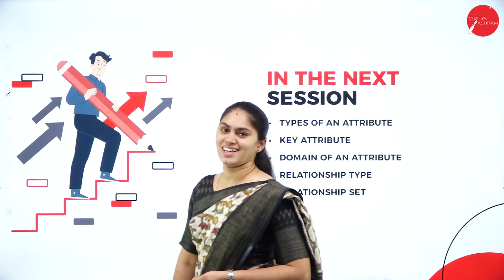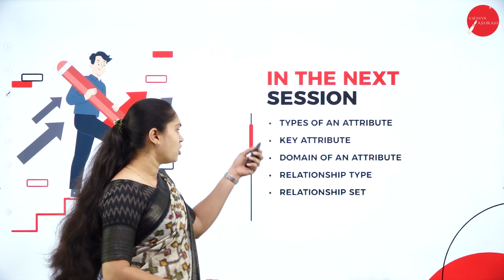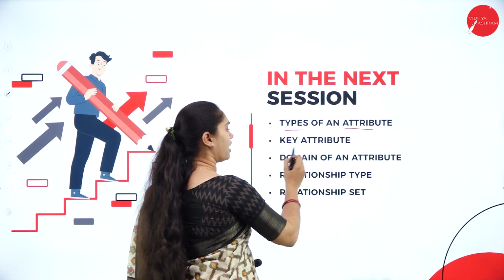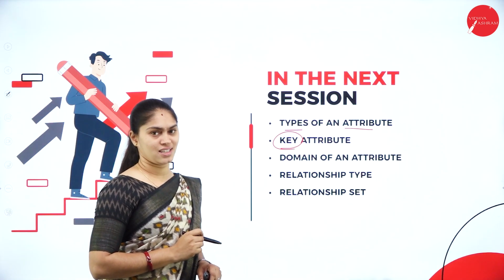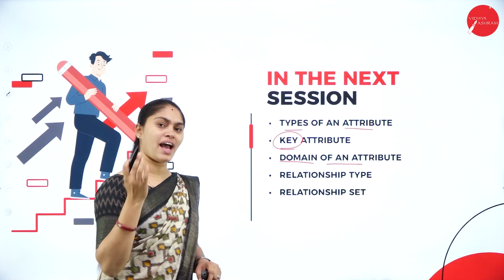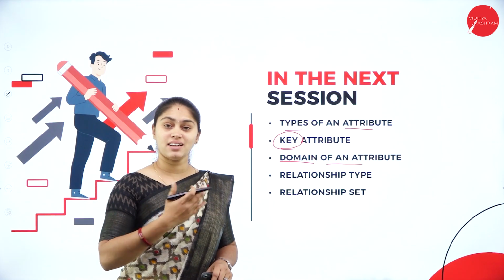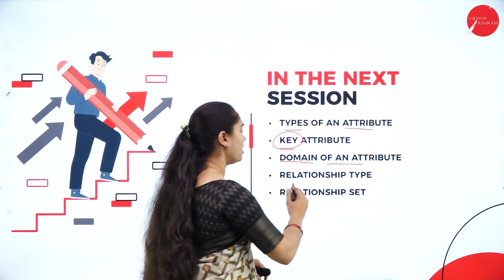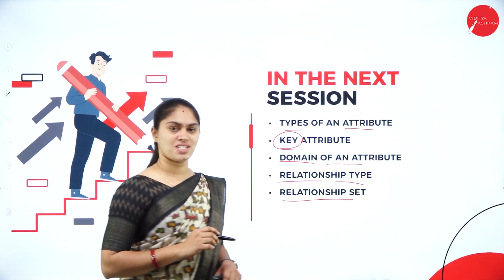Keep your curiosity. Let me meet you in the next session with the types of attributes, and also we'll see what a key attribute means, and also what the domain of an attribute means. As we did for the entity set and entity type, in the same way we have relationship type and relationship set.